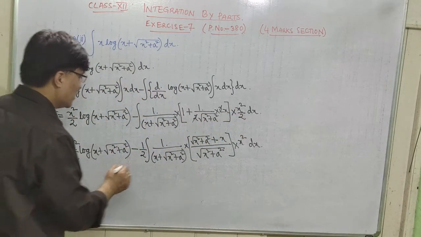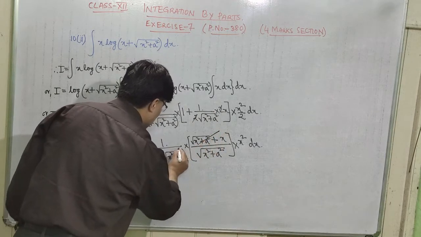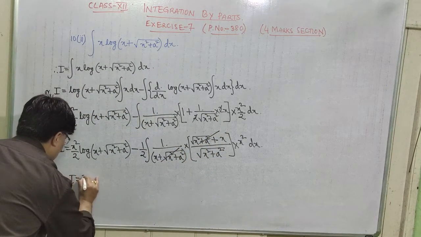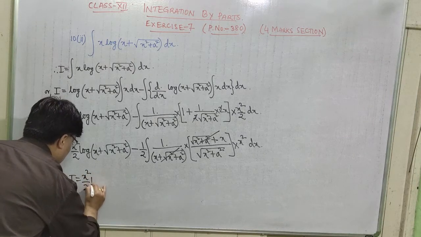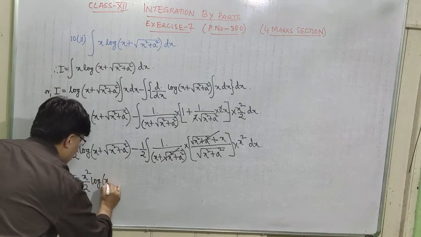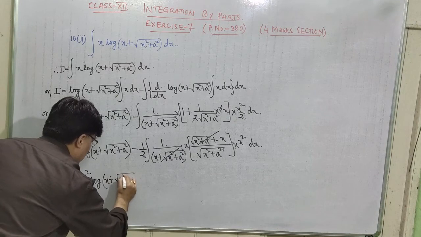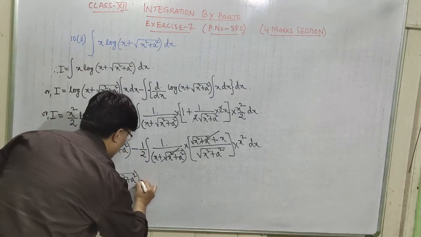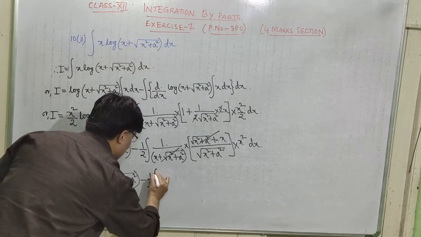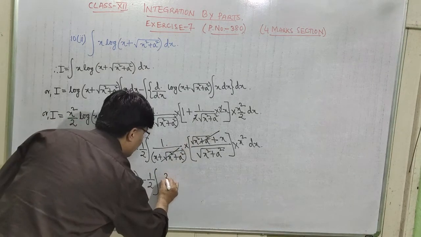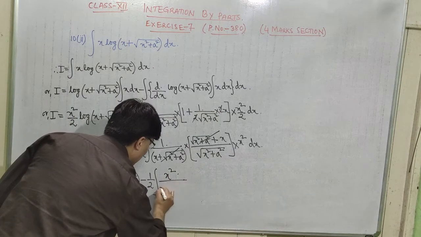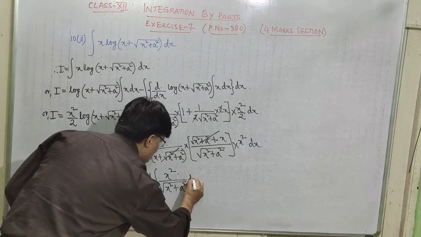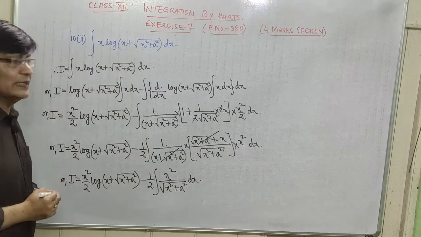You don't have to write x square by 2 in this case, because half is already taken outside integral sign. Okay, so here you can cancel these 2 terms, or I is equal to x square by 2 log within bracket x plus root over x square plus a square minus half is constant, integral sign, what is it now? X square divided by root over x square plus a square, then dx.